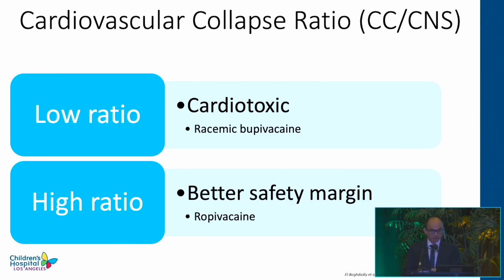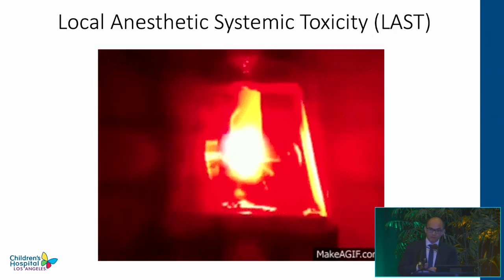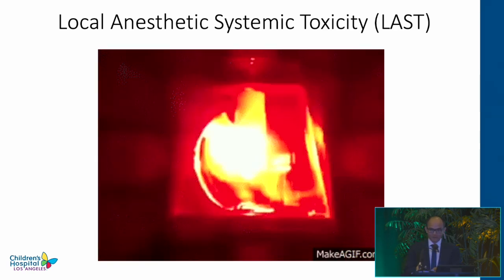They're safer because the difference between the cardiac and CNS side effect dosing is much higher, so they have a better safety margin. And ropivacaine is an example of this drug because it has dose-dependent vasoconstrictive properties. And too much of a good thing can be bad, so we'll talk about that next.